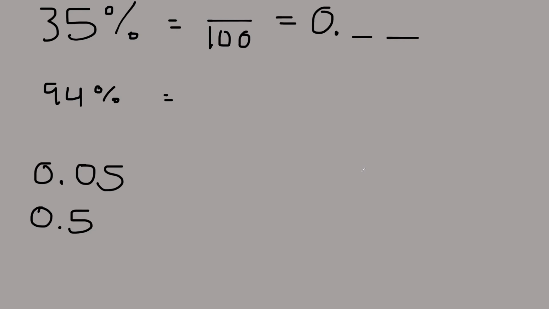Just going over this again, I know I did it last video: I can change a percent to a fraction by making it over 100, so 100ths, and then I can change that to a decimal as well. The last number should be holding the hundredths place. So this would be 94 over 100, and then the decimal would be 0.94, hundredths.